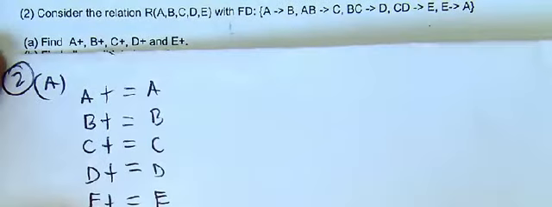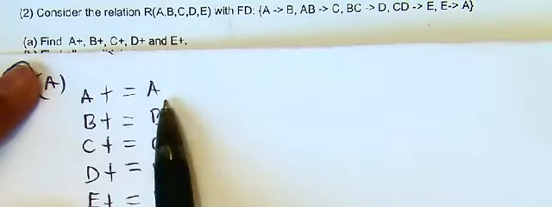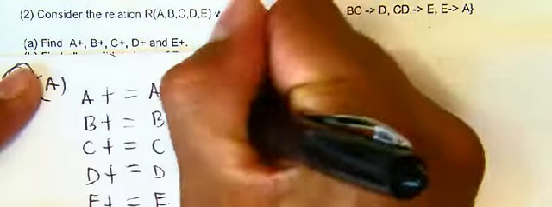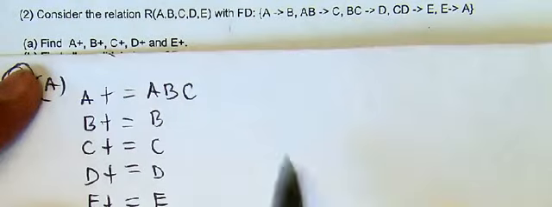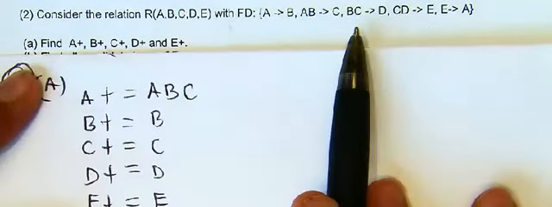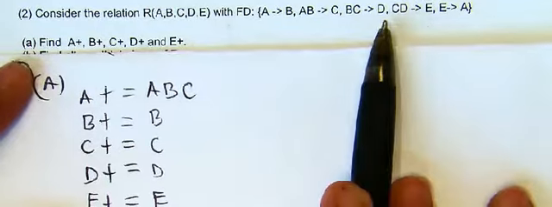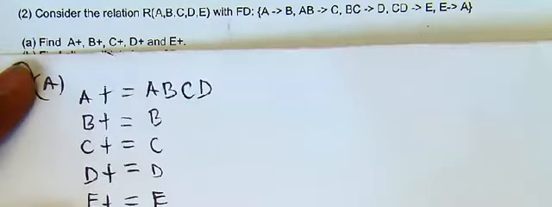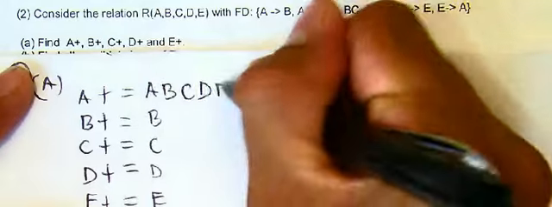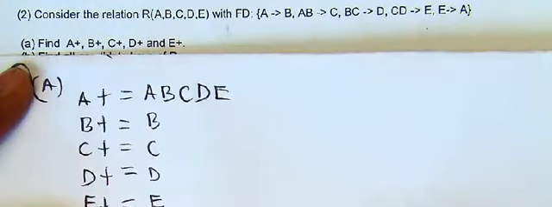And then we're going to check what else can be derived from A using this set. So we see that we got the B. Once we got A, B, we got the C. And with A, B, C, we got the D. Then from D, we get the E, and we're getting all the attributes of R. So A plus is a key.